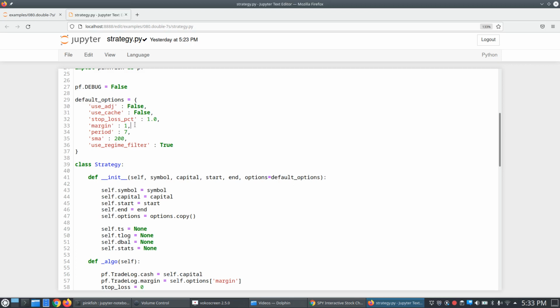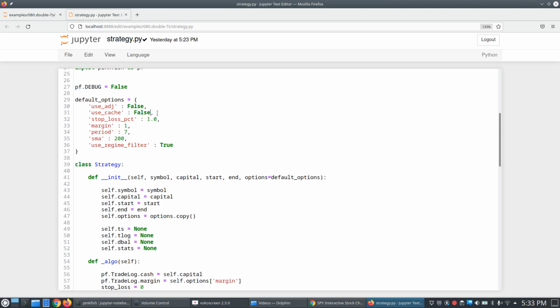So we start off with use adjusted equal to false. So we're not going to adjust for dividends and splits because we want this to be based on price levels, and it's a short-term trading strategy. Besides that, we're going to be using ETFs that don't have splits, so that's not something that we need to worry about. Okay, so then I have use cache equal to false here. So that's going to go out and grab from the internet every single time. You can change that to true if you want to.